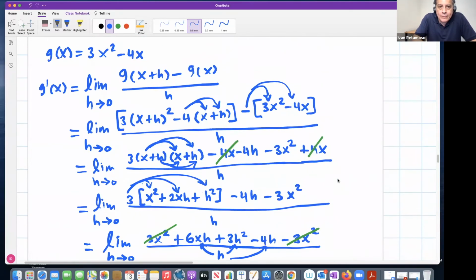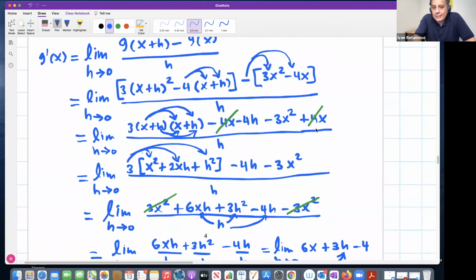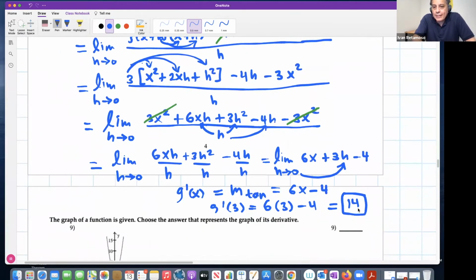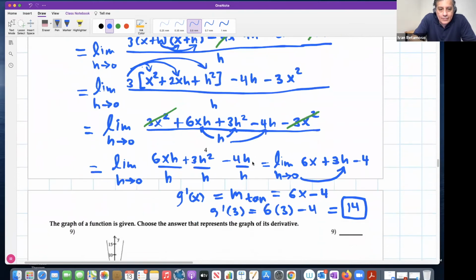14. So look for that here, 14, together with the derivative g prime of x, 6x minus 4, right? 6x minus 4 here, and this is the evaluation of the derivative for x equal 3. So talking about this guy. Very good, guys. All right, now there are some other exercises there that you can do at home.